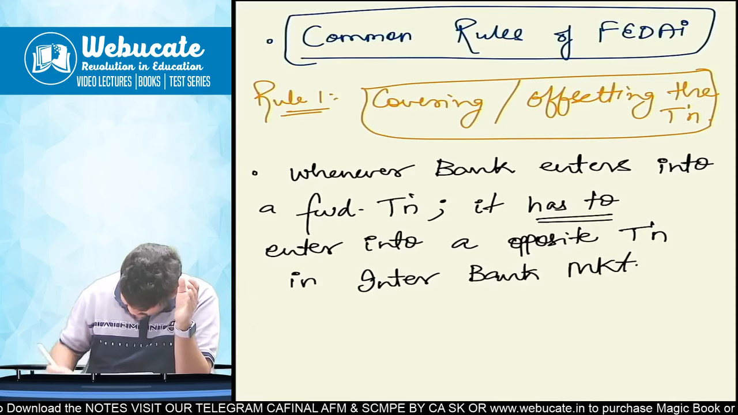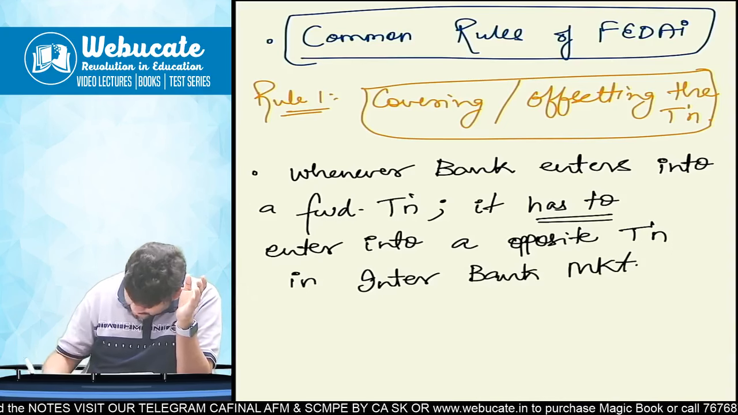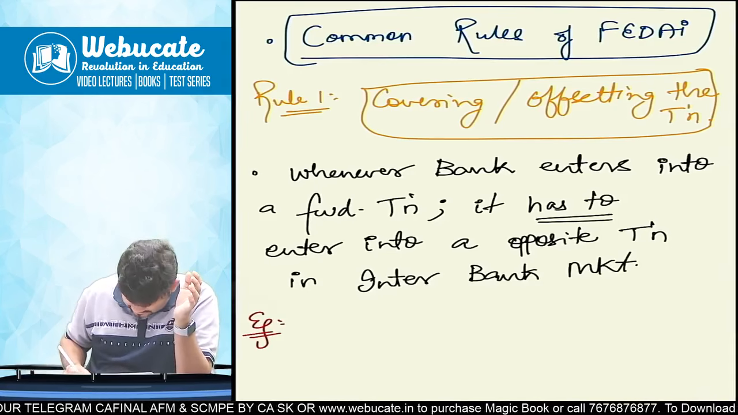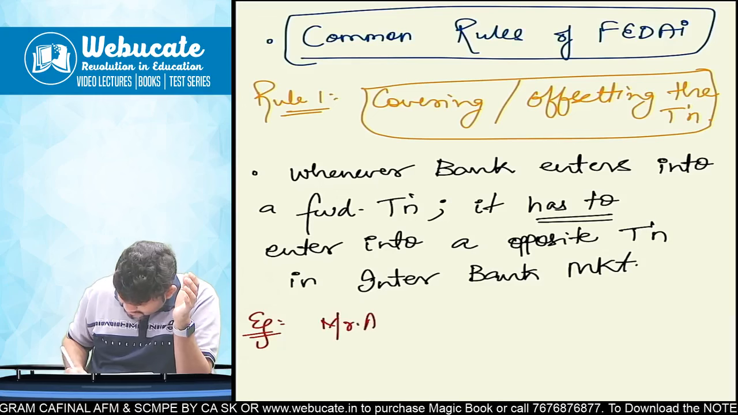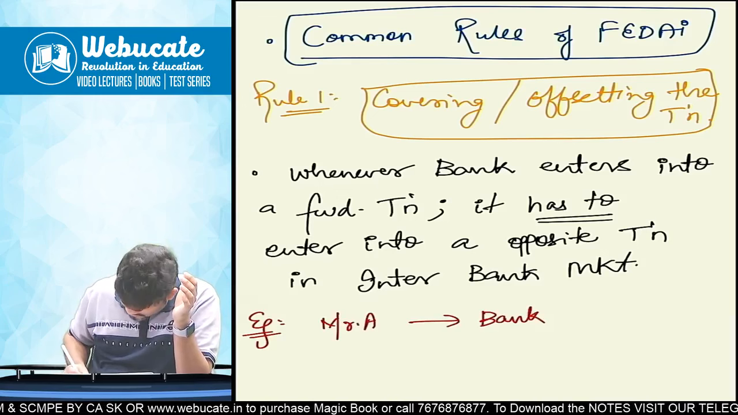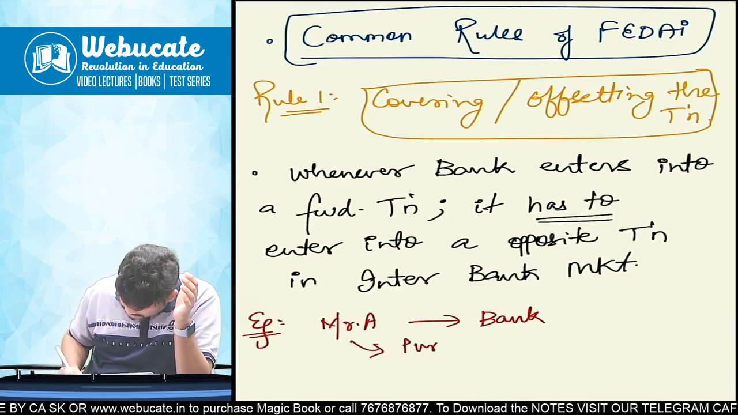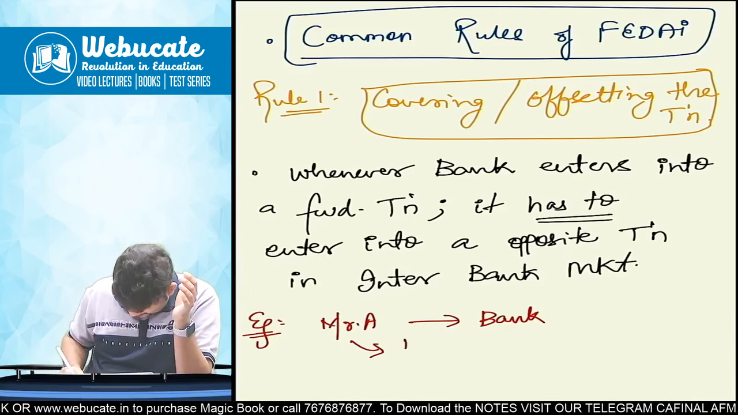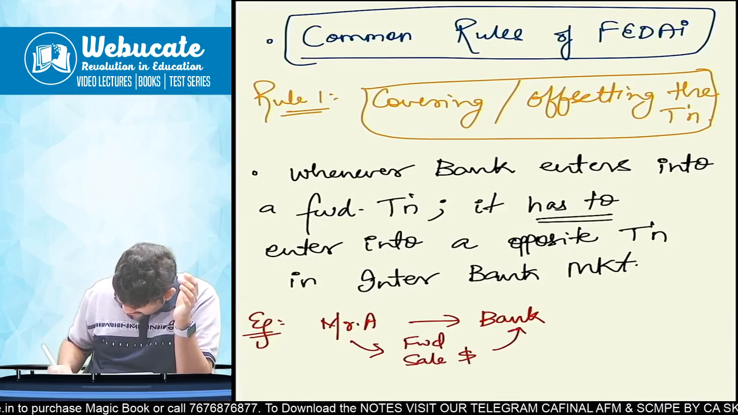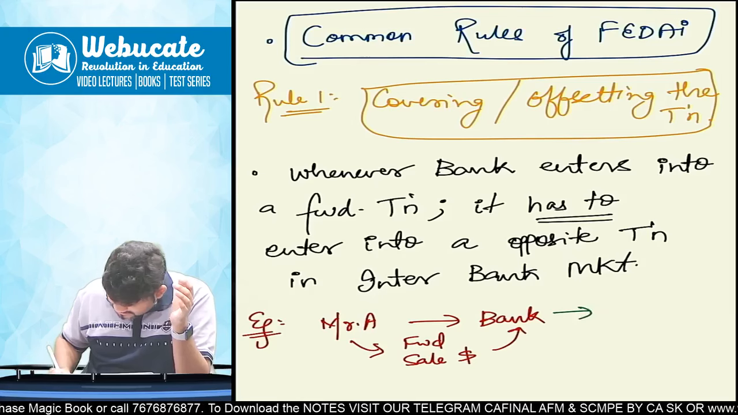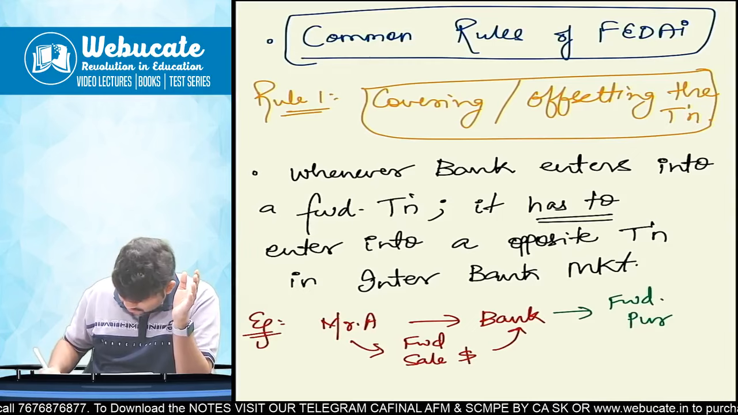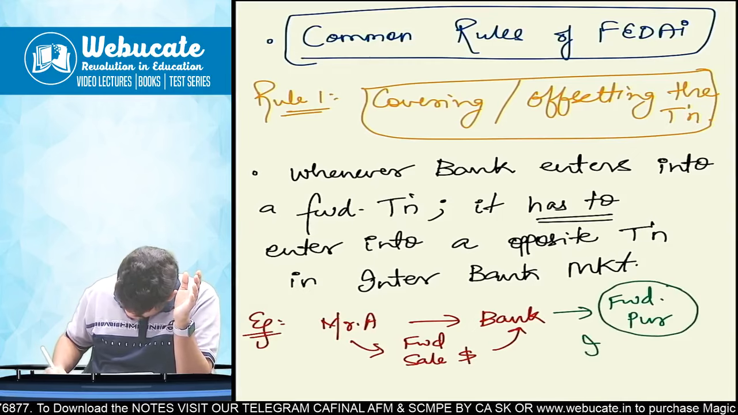Okay. The example I gave you, we can just write down so that when you are revising, you have it with you. Suppose Mr. A comes to the bank, he wants to sell dollars. Forward sale of dollars to the bank. So what will the bank do? How will the bank cover itself? Correct. It will enter into a forward purchase in interbank.